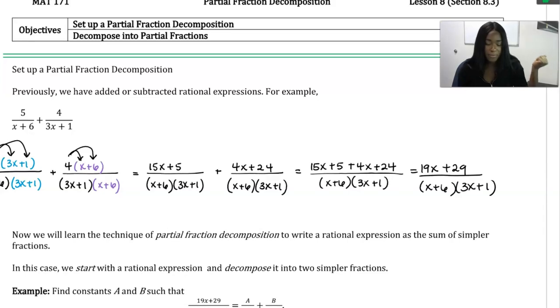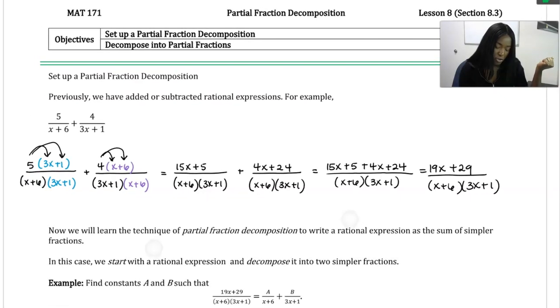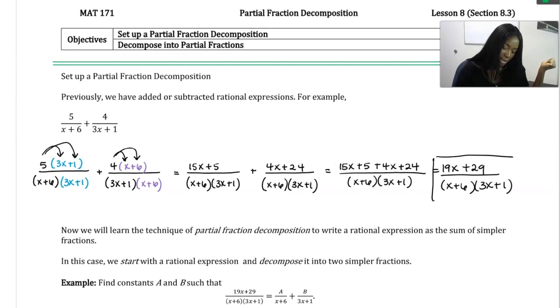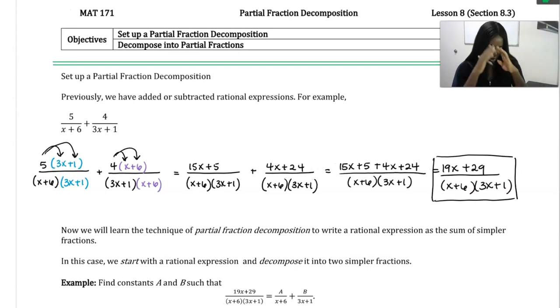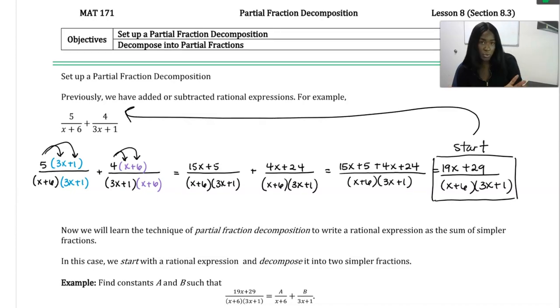Okay, so if we were in lesson 4 and we were told to add those two functions, this would have been our answer, and then we would have been done. So what we're going to be doing in this lesson is we're going to be starting with an expression that looks like that and working our way backwards to write it as a sum of partial fractions. We're going to be decomposing these. Decompose means break down. We're going to be breaking down these expressions into partial fractions.